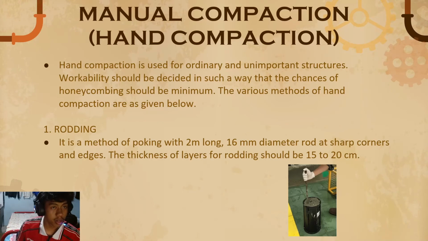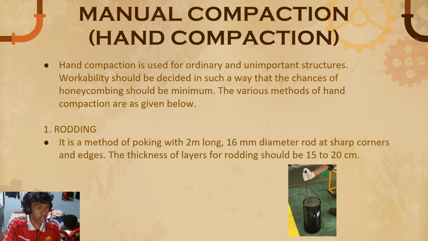So, I will talk about manual compaction, hand compaction. Hand compaction is used for ordinary and unimportant structures. Workability should be decided in such a way that the chance of honeycombing should be minimum. The various methods of hand compaction are as given below.